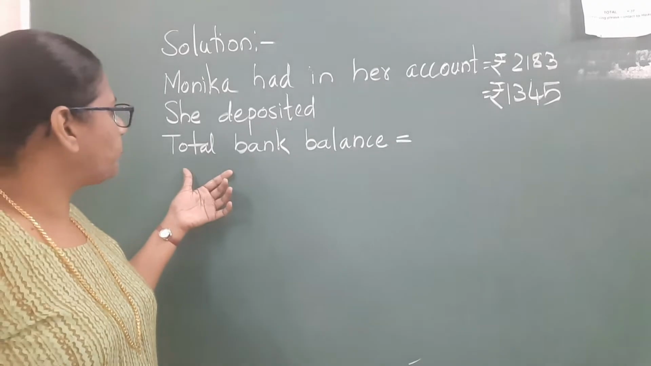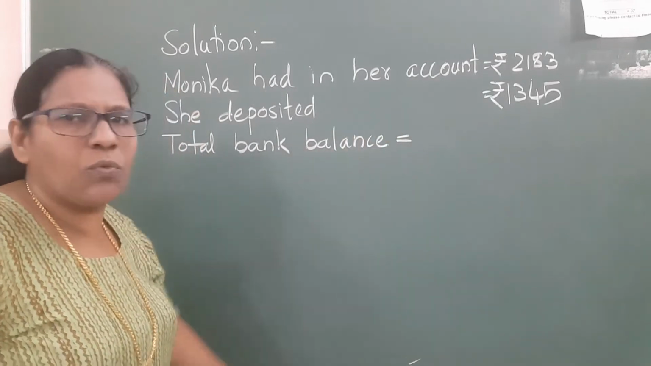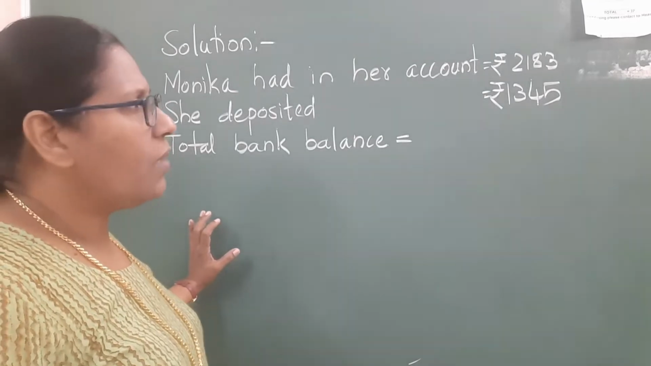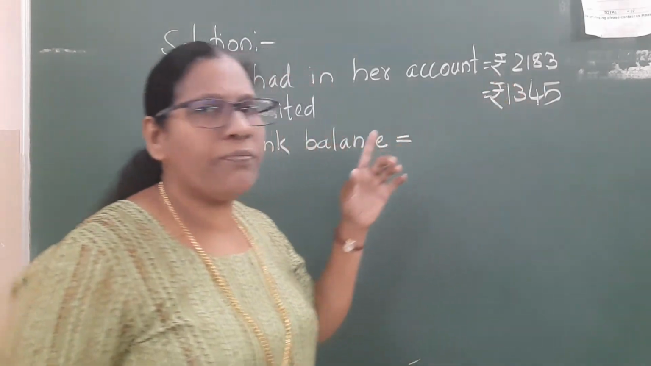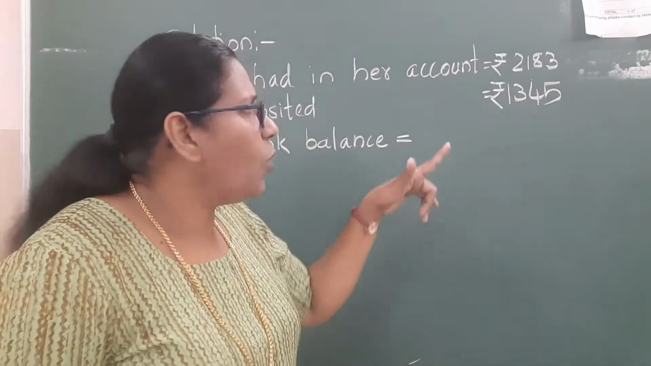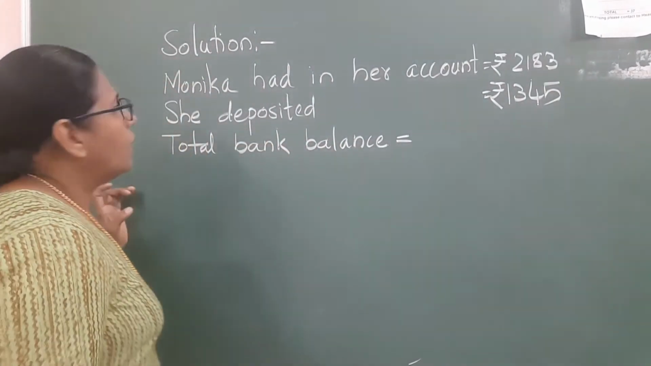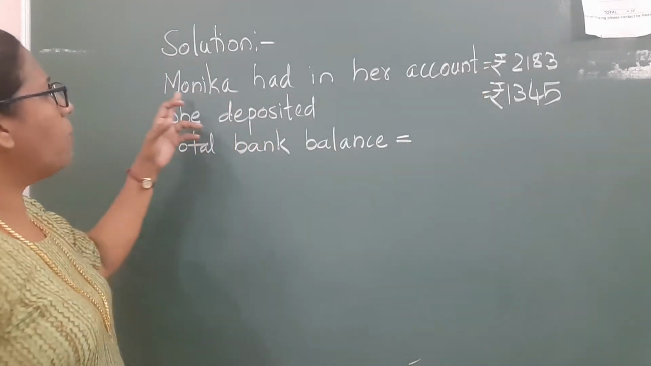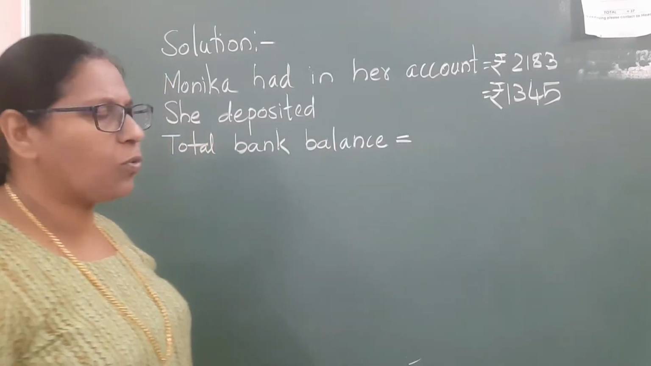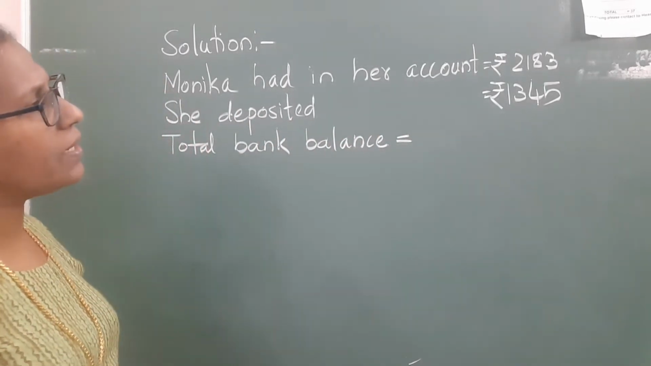Okay, let's find out. We have to write the solution. Monica had in her account is equal to 2183 rupees. When we write, we put the rupee symbol first, and then we write the amount. Now Monica had in her account 2183 rupees. She deposited is equal to 1345 rupees.